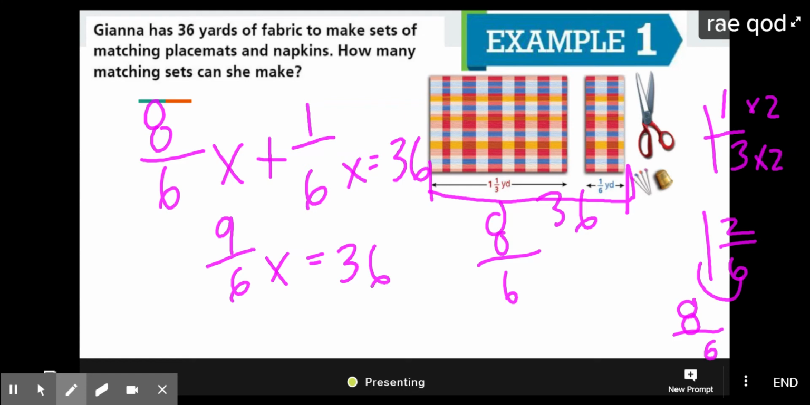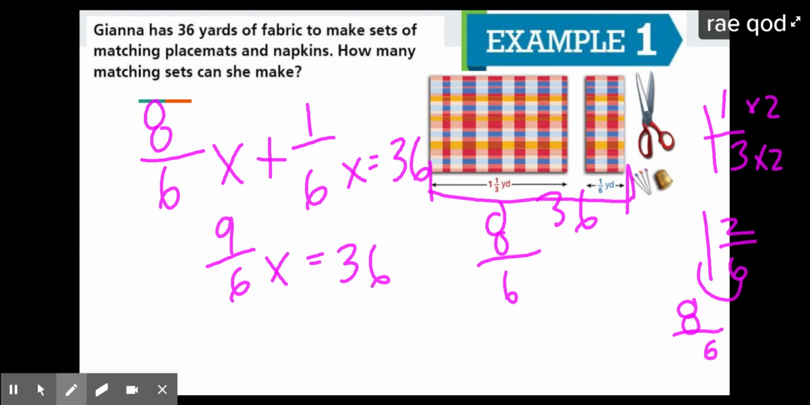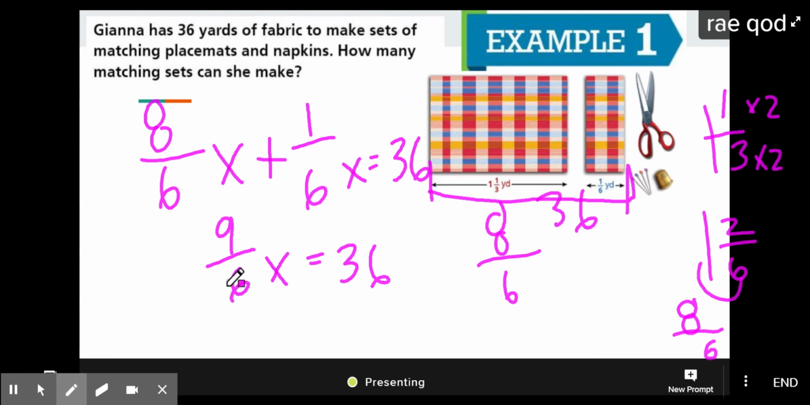Now, to get rid of this, I want to do the inverse operation. So technically I'd be dividing, since these are being multiplied together. But how do we divide fractions? Keep, flip, change. So I'd keep this fraction, I'd flip my second fraction, which is this, just flipped, and then change my sign. So I'm actually multiplying these together. When I do that, this all cancels out. I just get x, and then I get 36 times 9/6.